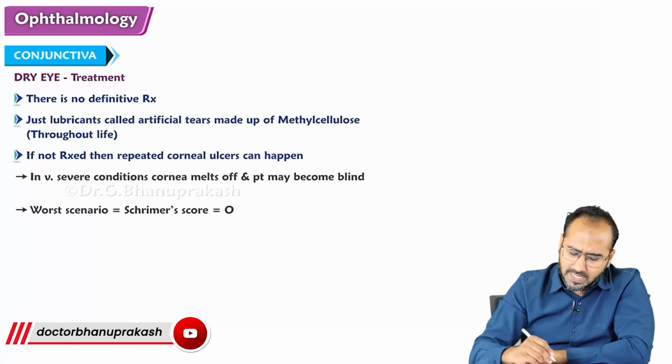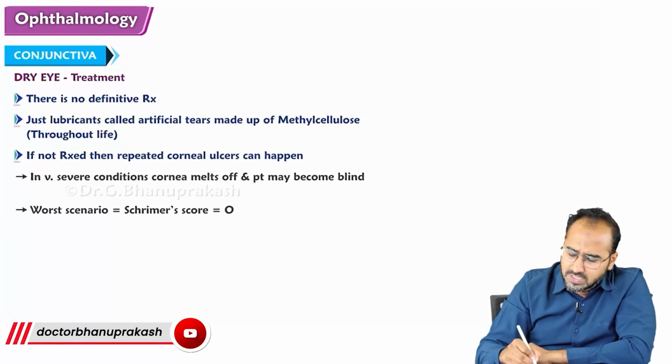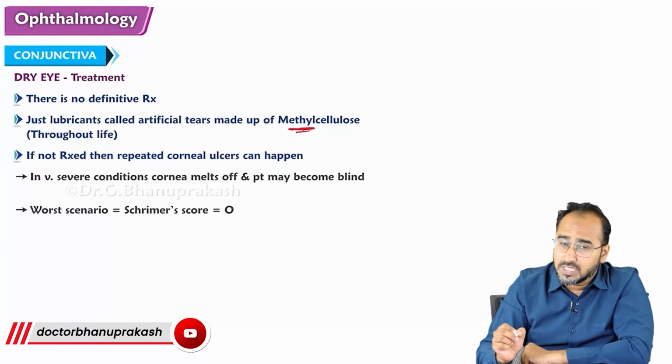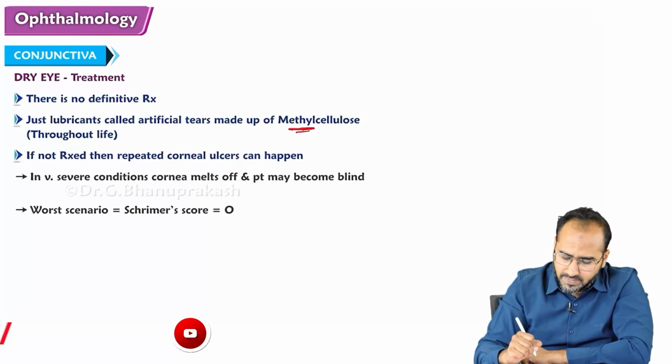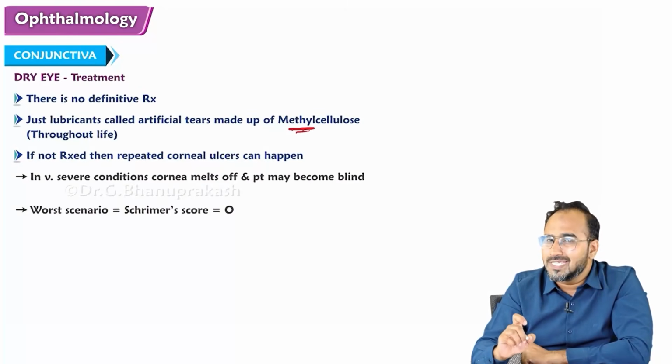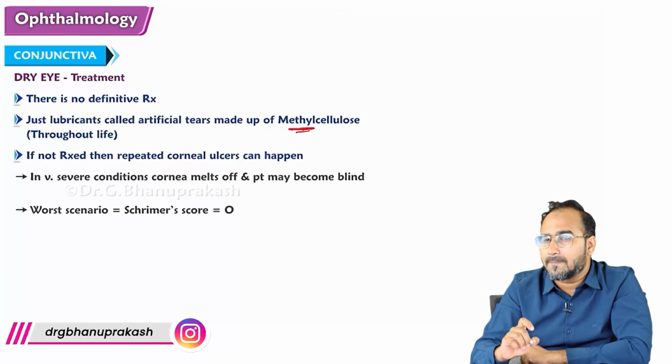There is no definitive treatment, but lubricants can be given, which is artificial tears made up of what, guys? Methyl cellulose. This should be given throughout life. But if you don't treat this dry eyes, then what will happen?